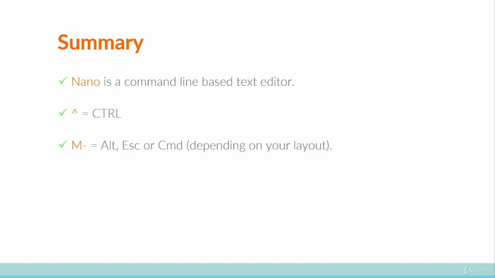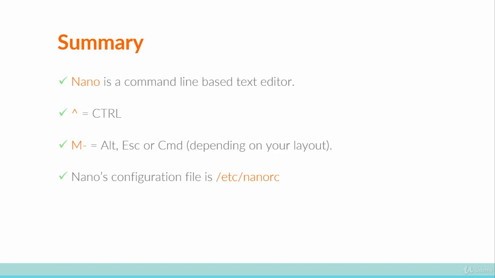You can edit files in there, but just bear in mind that the options in there are accessed using keyboard shortcuts. So if you see this little hat, then that means the control key, and if you see M-, that's either the Alt, Escape, or Command keys on your keyboard, depending upon your layout. Just try them out, see which one works on your keyboard layout. On mine it was Alt, it might be different on yours. And you also saw that you can edit how Nano works by editing its configuration file, which is located at /etc/nanorc.